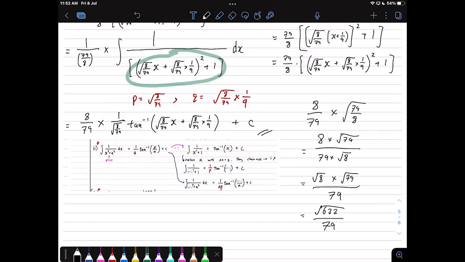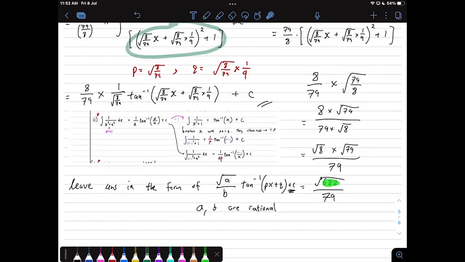If the question was evil and they ask you to leave your answer in the form of square root A over B times tangent inverse of Px plus Q plus C, some arbitrary constant C, then they ask you to find A, B, P, and Q. Then you really need to simplify into this. They may also say A, B are rational numbers. Rational means fractions. Rational means can be expressed as a fraction. You don't need to leave it as a fraction. 632 is a perfectly rational number.